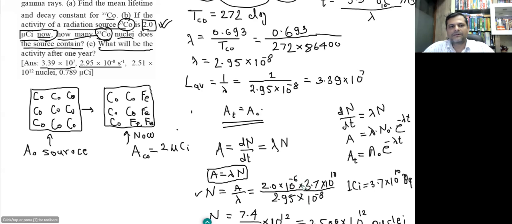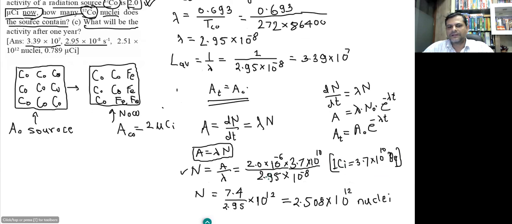10⁻⁶, that is microcurie. Micro means 10⁻⁶, and 1 curie is always equal to 3.7 × 10¹⁰ becquerel, and that's why we can just replace it in this way here, and that is to be divided by this lambda, which was obtained in the last part of this sum, which is 2.95 × 10⁻⁸ per second. Once we calculate all these things, we find this value comes out to be 2.508 × 10¹² nuclei, which is already there in the options.